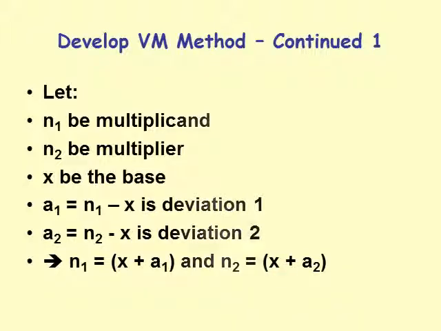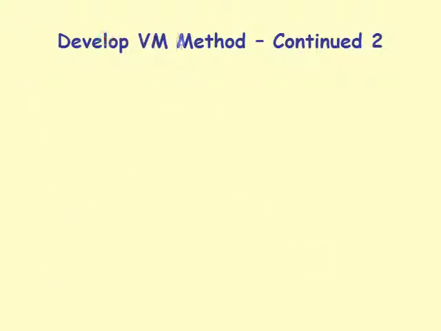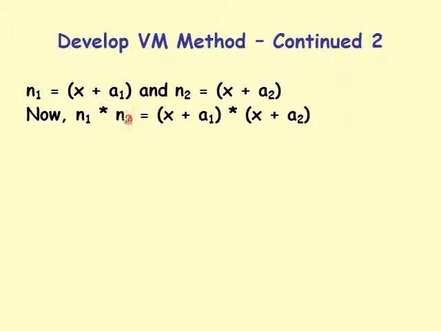Okay, let's continue with the development. We had already established that n1 is x plus a1 and n2 is x plus a2, and we need to multiply the two numbers. So we do n1 times n2. n1 is x plus a1 and n2 is x plus a2, so n1 times n2 is x plus a1 times x plus a2.